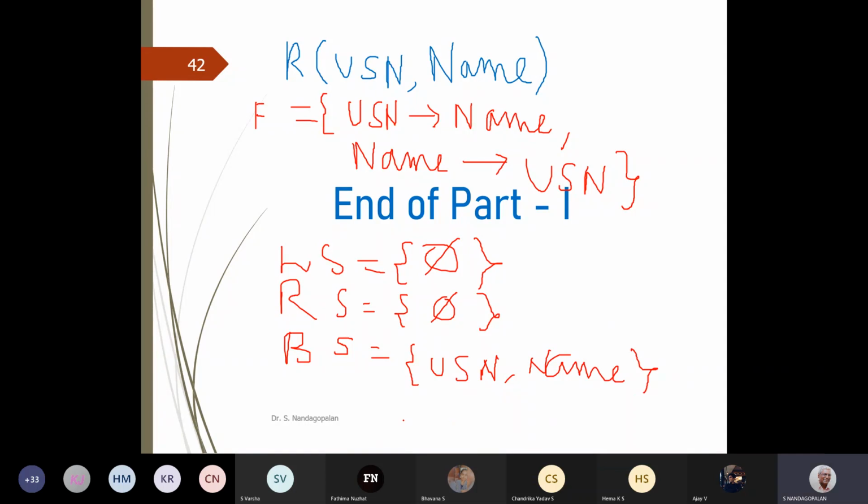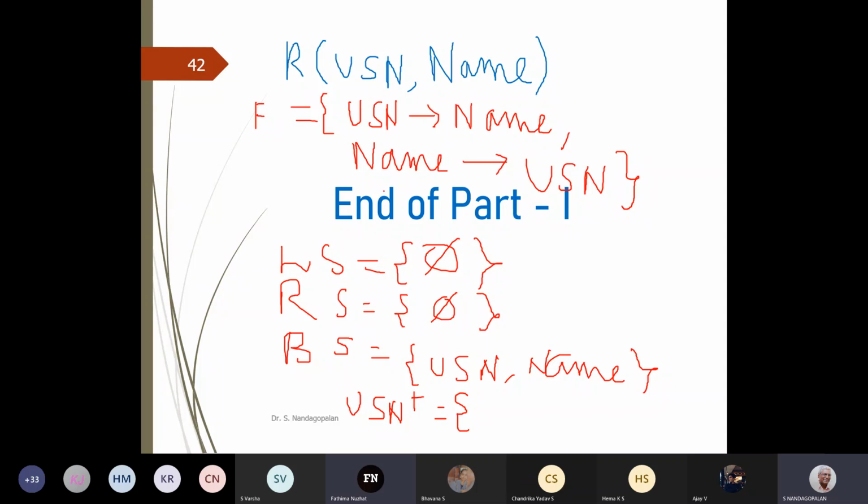Okay, now what to do? Same logic. You pick something from here if it's there. If it's not there, null only. And pick one at a time from both the sides. So null union USN is USN. USN only. So find its attribute closure.